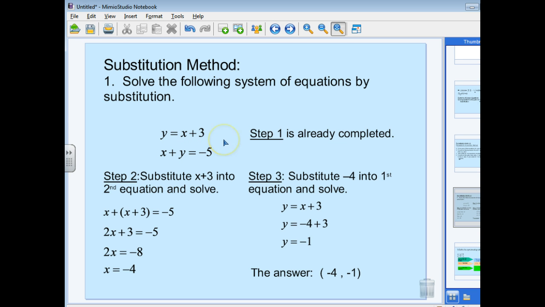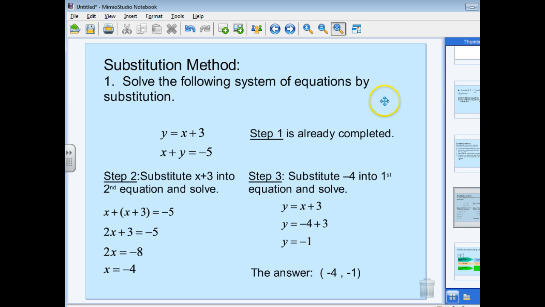So instead of graphing it, we know graphing sometimes is not accurate, so this is another way to go. First thing we want to do is to solve for one of the variables. As you can see, step 1 is already done. I already have one of the variables by itself, so I do not have to do that extra step.